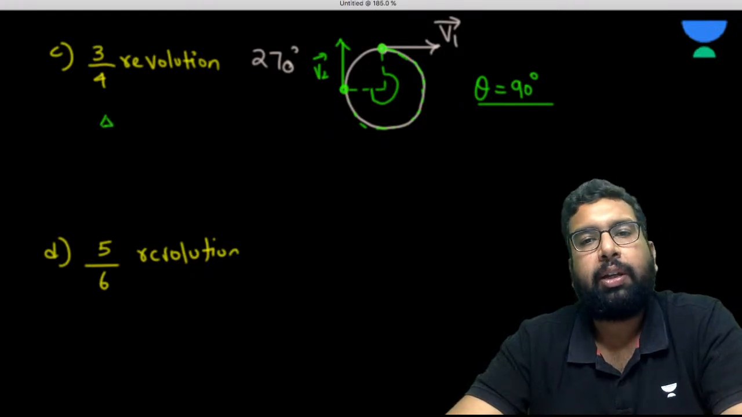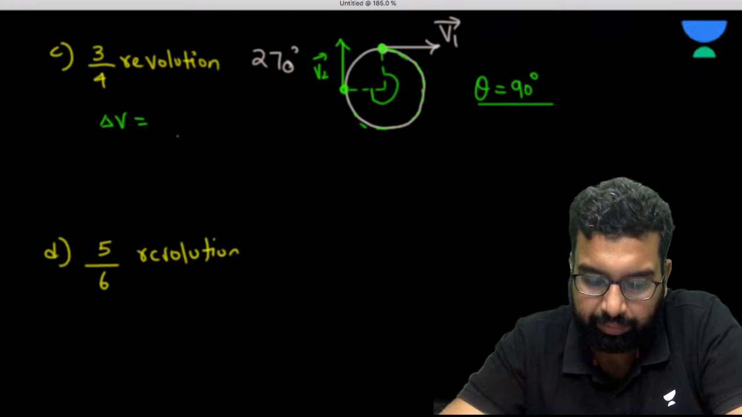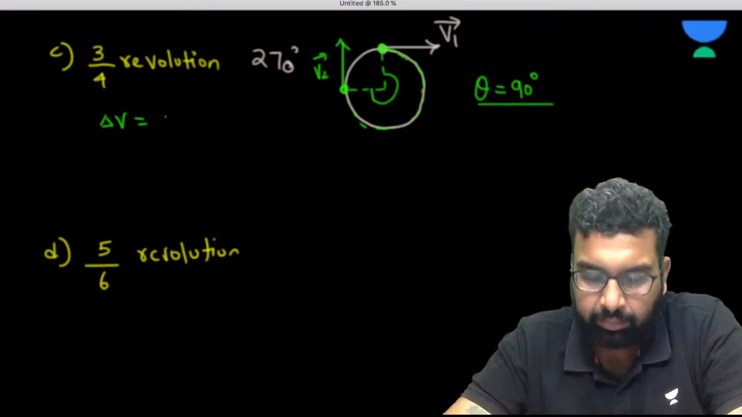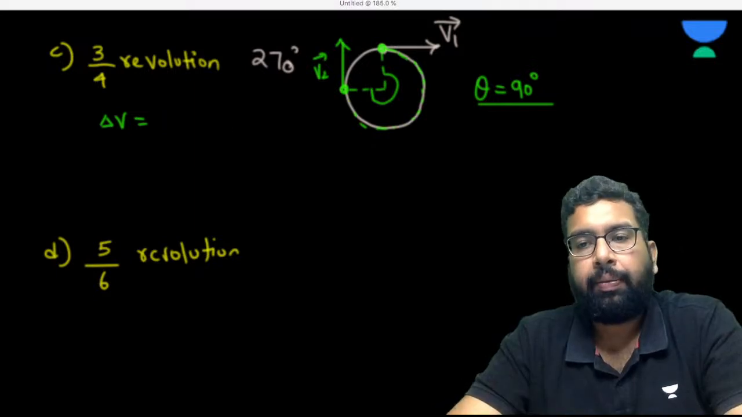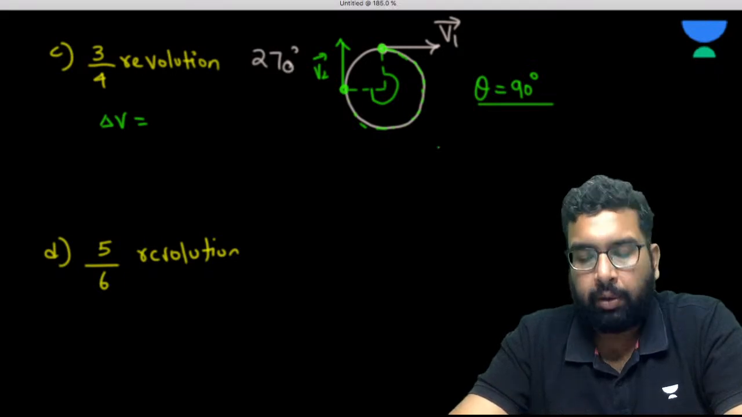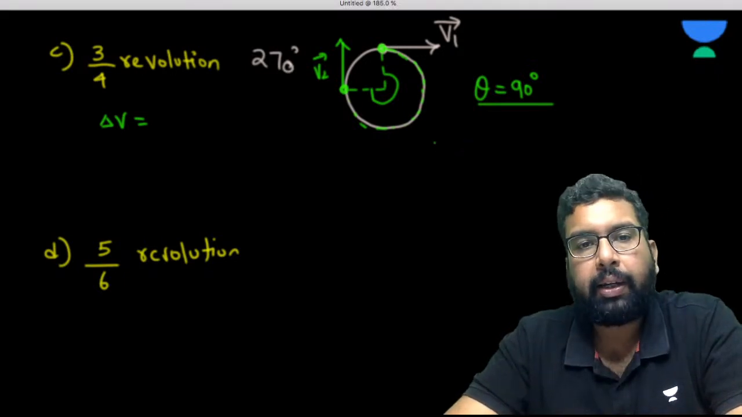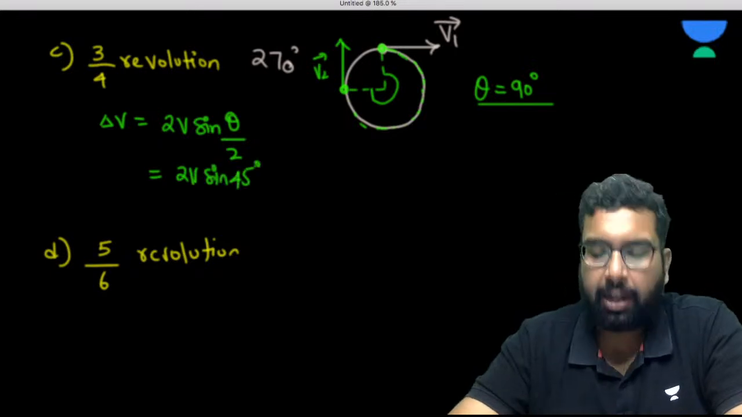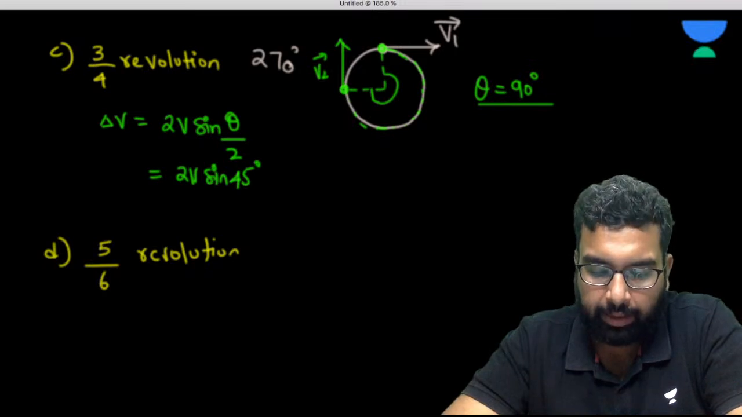Okay, so what is going to be the change in velocity, sir? Right? So theta is going to be equal to 90 degrees. So this is going to be 2v sine theta by 2. Okay, theta by 2. So now it is going to be 2v sine 45. Now please understand it. This is what I was trying to tell you, but now I think it is going to be more clear.